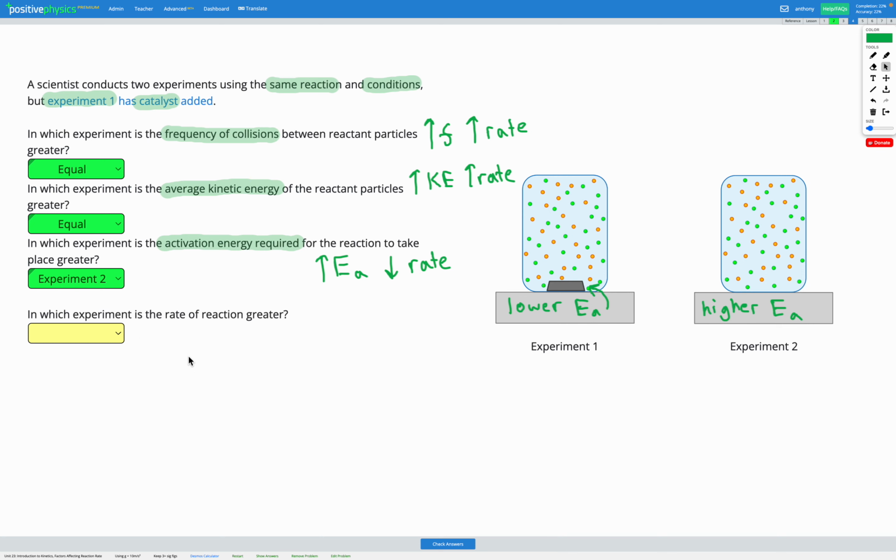So in which experiment is the rate of reaction greater? Now, we said experiment 2 has a greater activation energy, but greater activation energy means a lower rate. So the experiment with the greater rate of reaction is going to be experiment 1, the one that has the catalyst and the lower activation energy.